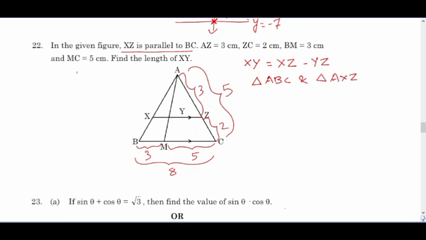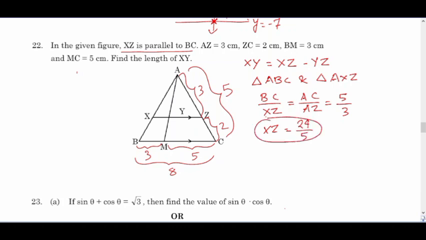So BC by XZ will be equal to AC by AZ. Now AC is total 5, AZ is 3, so BC by XZ will be 5:3. We know the value of BC is 8, so XZ will be 24/5. We got the XZ value.